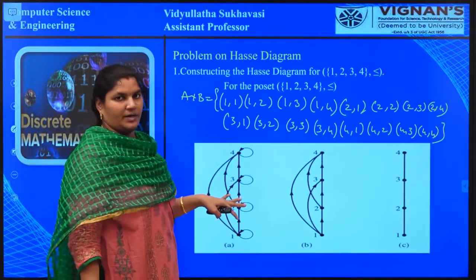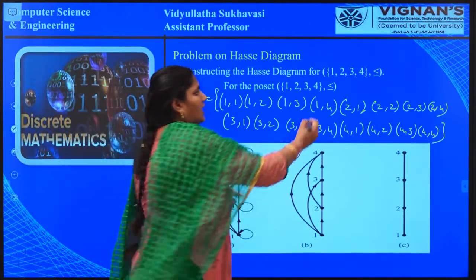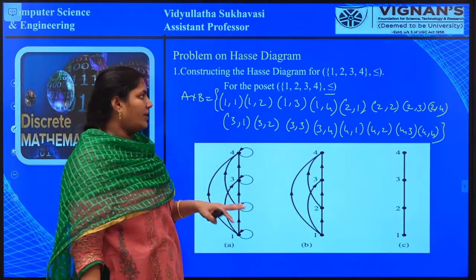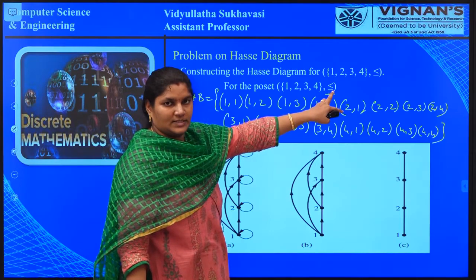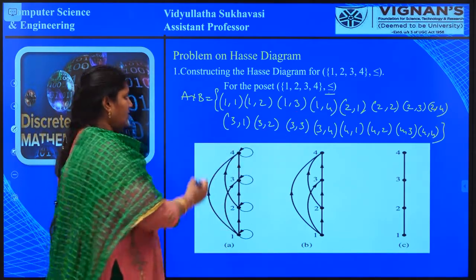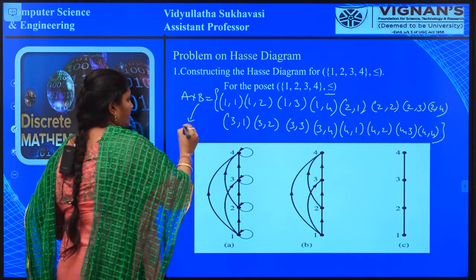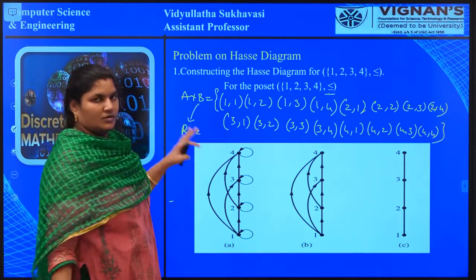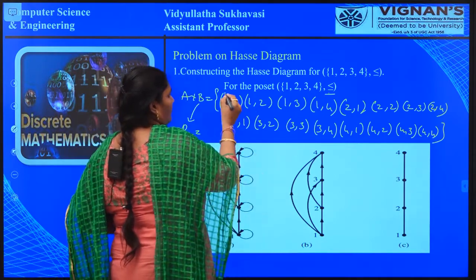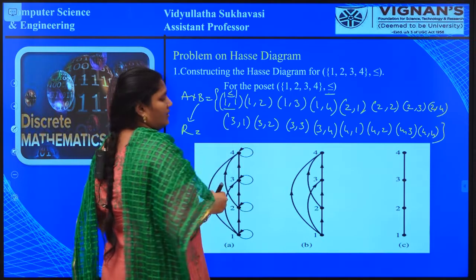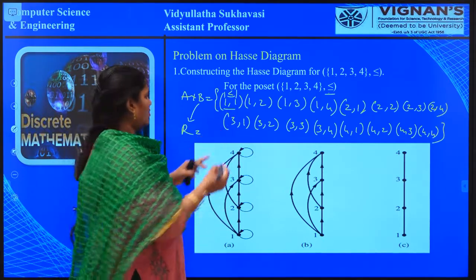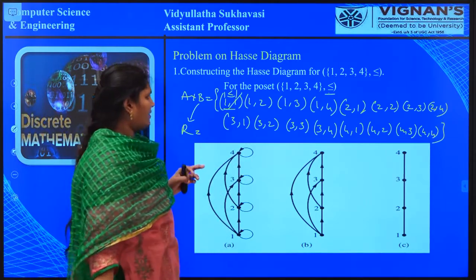From these ordered pairs, we need to check whether the less than or equal to condition is satisfied or not. Only the ordered pairs which satisfy this condition, only those ordered pairs we are going to consider in the relation R. So now R will become, see here, 1 less than or equal to 1, the equal to condition is there, both are the same, so this will be present in the relation R.